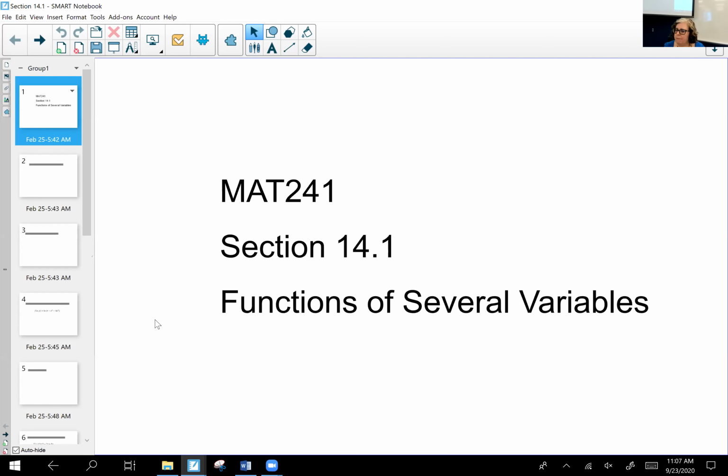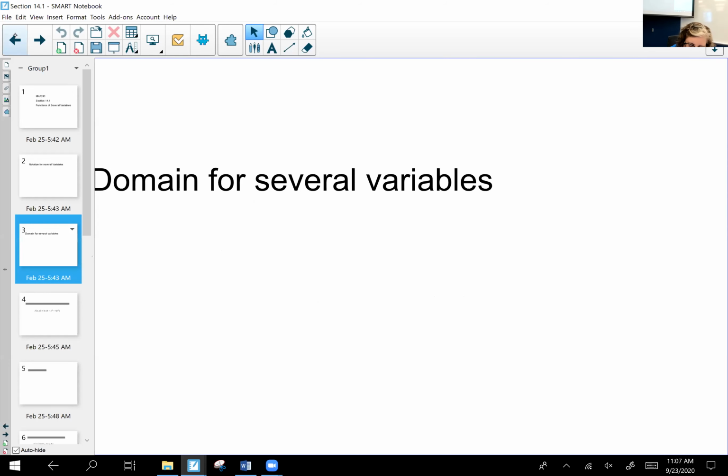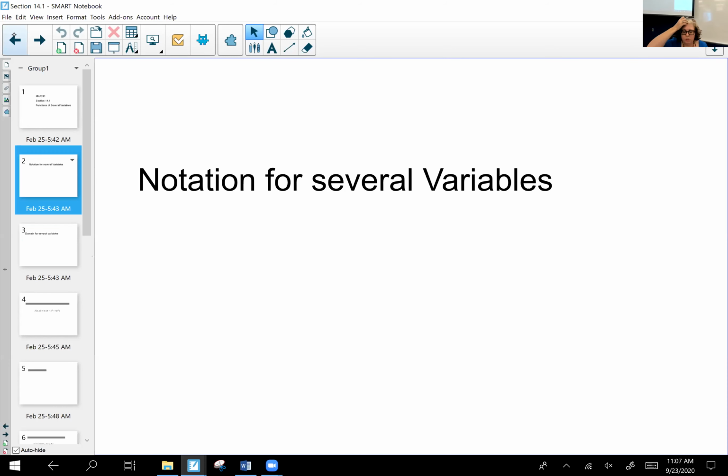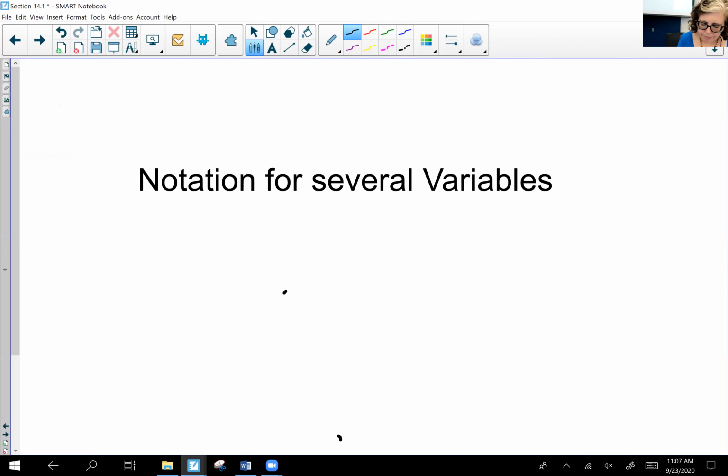Okay, all right, well, let's skip a couple of slides. So let's just do some quick review and see how we're going to work with this idea of several variables. We're going to review back to 151, or maybe even earlier.